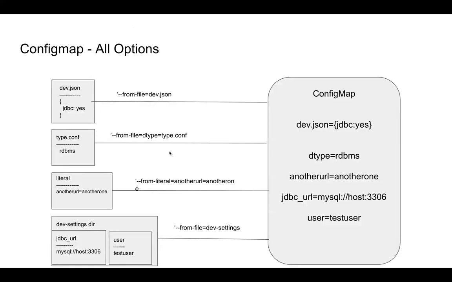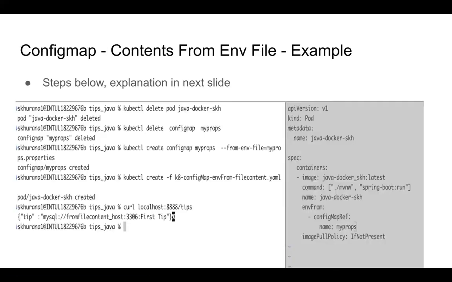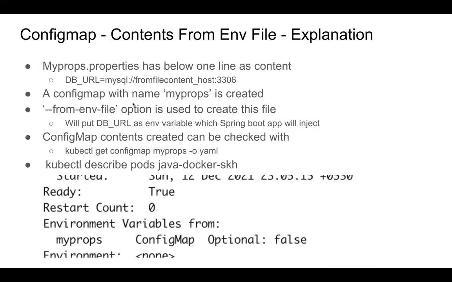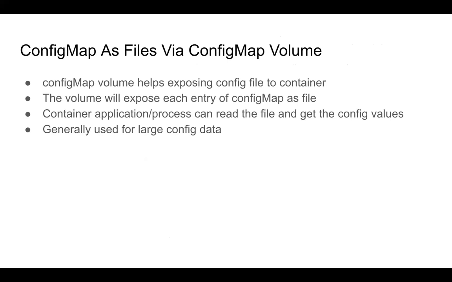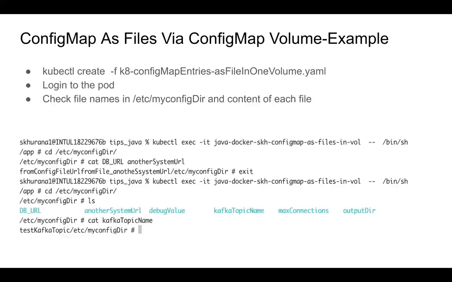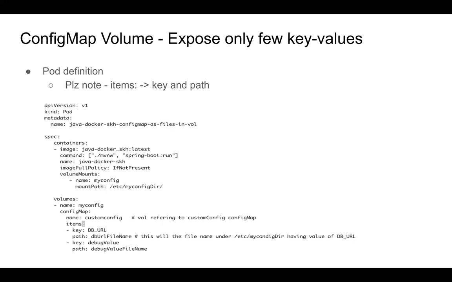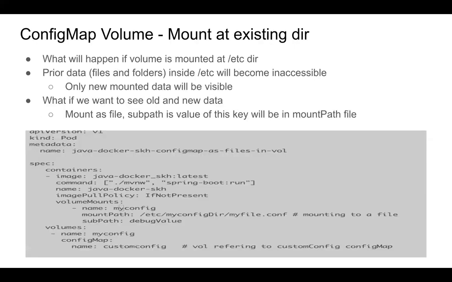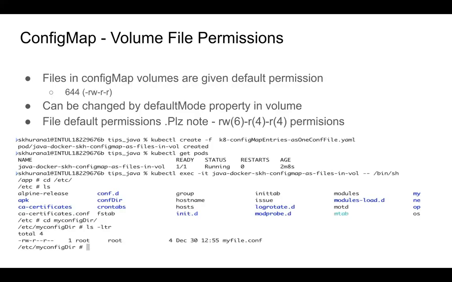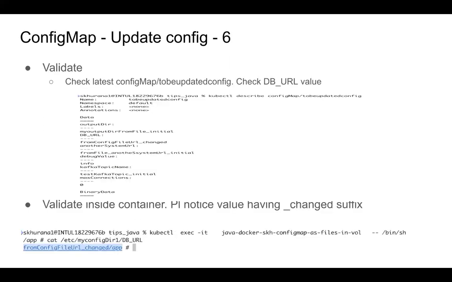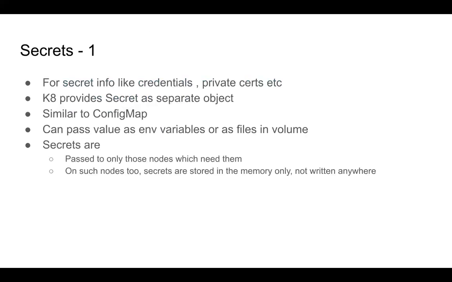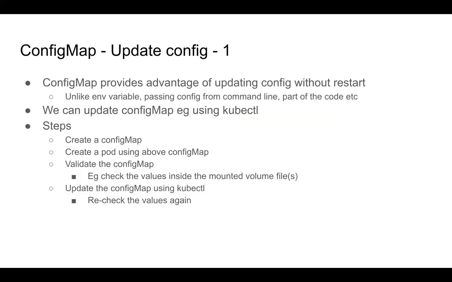Okay, I think I will stop here. Maybe we'll discuss this in detail in the next session. And this will be homework. I have not done this example of all the options. And yeah, so we'll go through the environment variable. We'll discuss volume also, how to create from volume. We'll see how to expose only a few key values from the config map. From the volume, how to mount on an existing directory, permissions of the volume. Then how to update the configurations, and then secrets. So let's see how much we can cover in the next meeting.